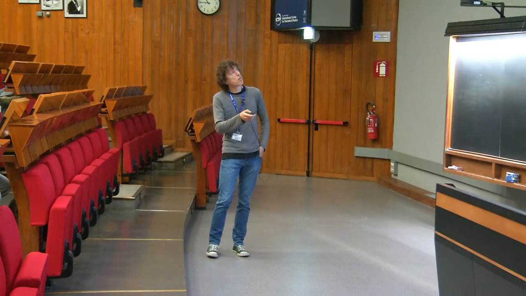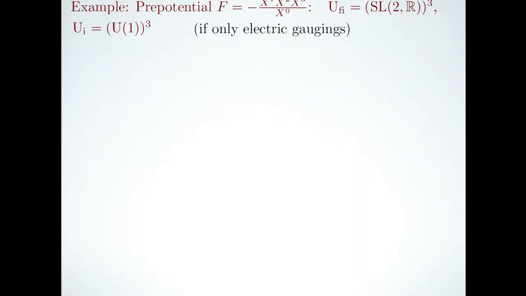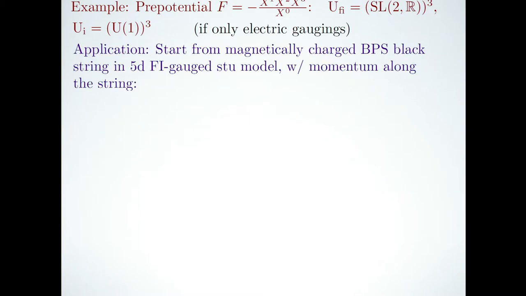So, for example, if you have this cubic prepotential here, then you find that the U-duality of the ungauged theory is SL(2,R) cubed. And if you choose your FI parameters such as to have only electric gaugings, then you find that the symmetry group of the gauged theory is U(1) cubed. So there is something non-trivial surviving. And let me give you an application on how to use this in order to add rotation to a given seed.